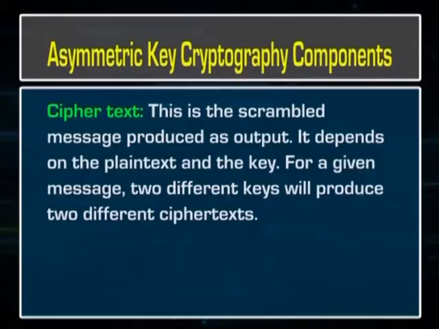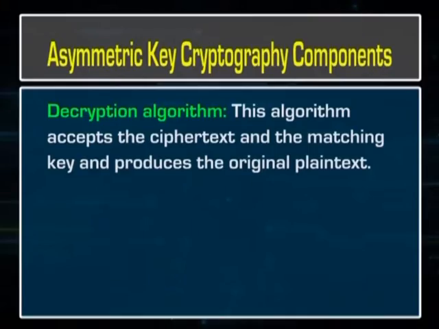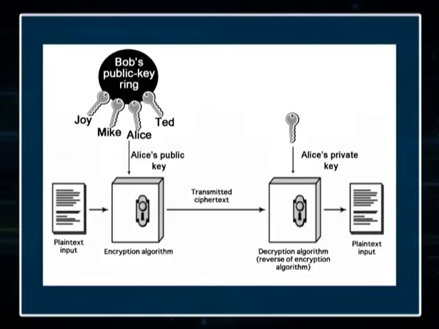Ciphertext. This is the scrambled message produced as output. It depends on the plain text and the key. For a given message, two different keys will produce two different ciphertexts. Decryption algorithm. This algorithm accepts the ciphertext and the matching key and produces the original plain text. The essential steps are as shown.